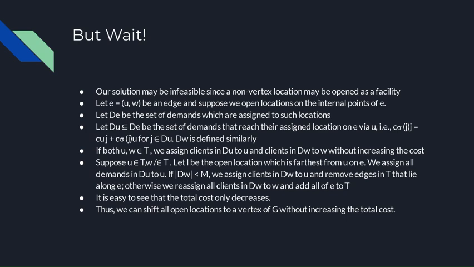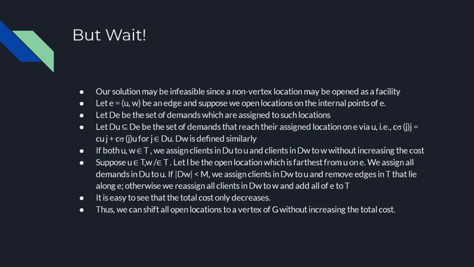But wait, there is a problem. The assumption that we had made allows us to open facilities at non-vertex locations as well, and that is not allowed in our case. So we need to first solve that problem. So how will we do that? Let's consider an edge E on which at an internal point a location has been opened.